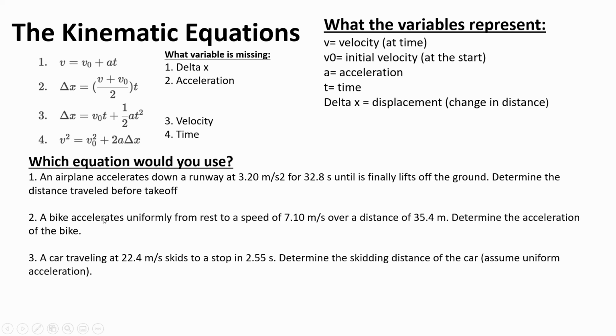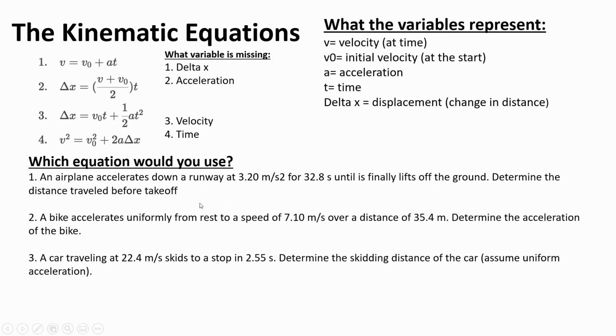All right, so for number 2, a bike accelerates uniformly from rest to a speed of 7.1 meters per second over a distance of 30.4 meters. So we have the initial velocity, 0. We have the final velocity, 7.1. And we have the distance that it's traveled. So look at your equations, pause the video, and try and decide which one you would use. So for this one, we would use 4. We have the final velocity, we have the initial velocity, which is 0. We have the distance traveled, and we want to know the acceleration.